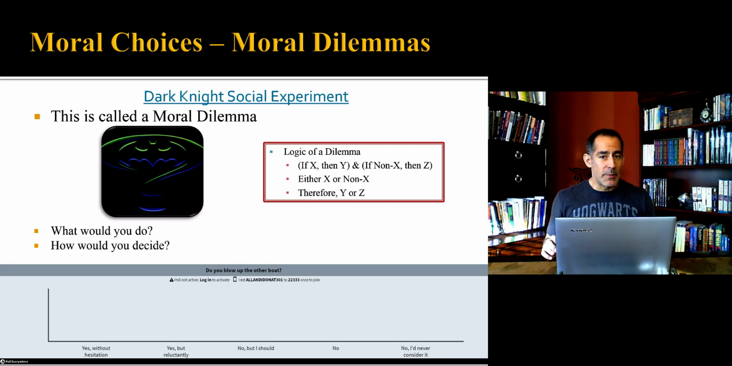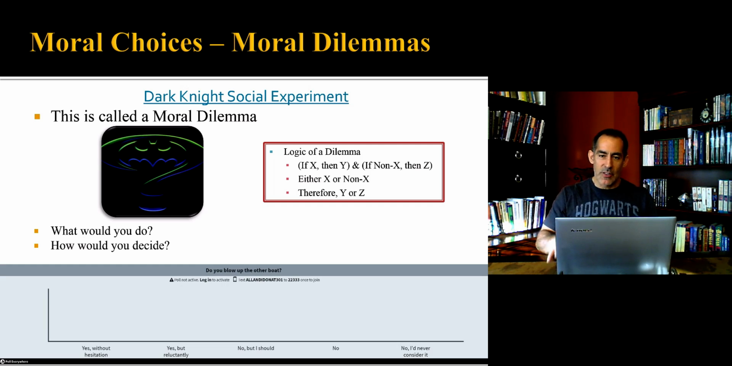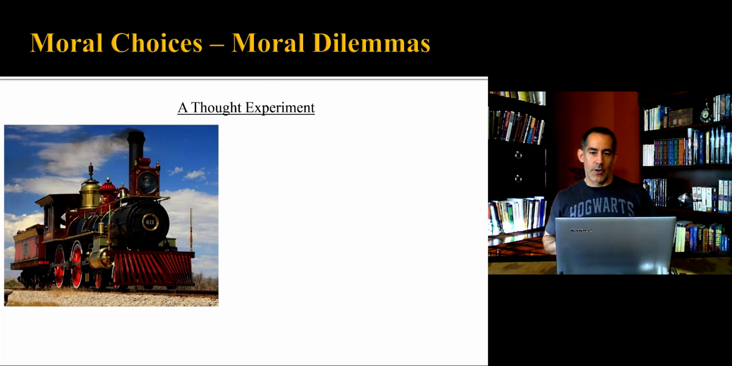Okay, now it's either going to be X or non-X, right? In that situation, you're either going to blow up the boat or you're not. So it's a pretty tight dilemma. And therefore, you're going to end up with either Y or Z, depending on which of the two you choose. Okay, and that follows necessarily. So that's how the logical structure works.